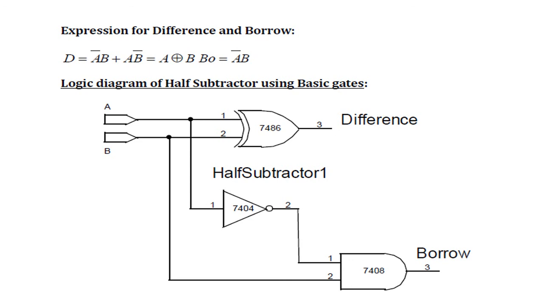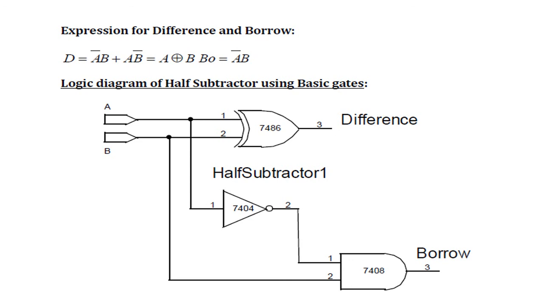So the implementation of the subtractor circuit using logic gates. 7486 is an XOR gate. So gate number 1, pin number 1 and 2 are the inputs, and the third pin will be the output. This will be the difference, and the borrow out is A bar B. So I can tap A from here, but I need A bar, so I'm going to use one inverter IC. The inverter IC number is 7404.